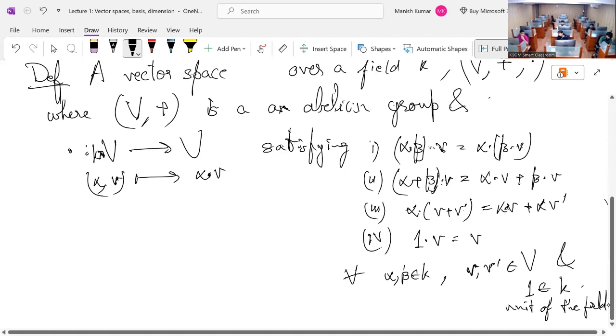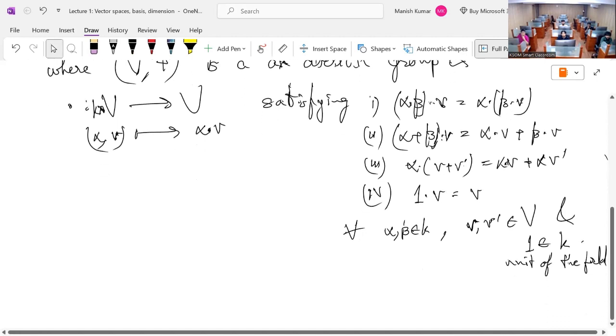So it makes sense over not just real and complex numbers, but over any field. I don't know how much you know about fields, but if you're familiar with other fields, then it will work over any field. If you're not that familiar, just think of K as the field of real numbers or complex numbers. So this is what a vector space is. Okay.